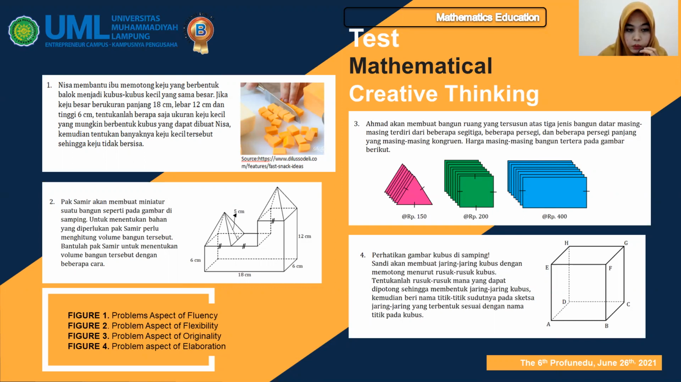And then the last, Figure 4, the problem aspect of elaboration. Students are expected to be able to detail a cube net and provide information on the corner points of the cube net that are formed.